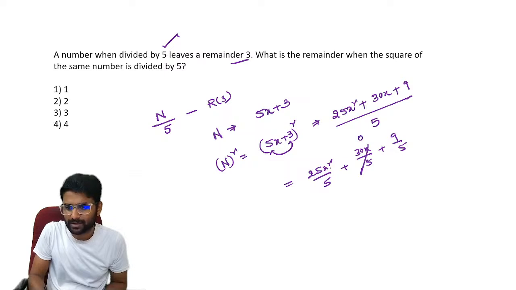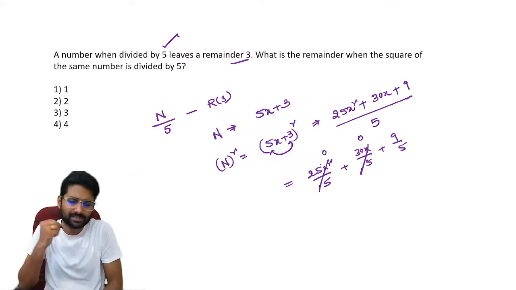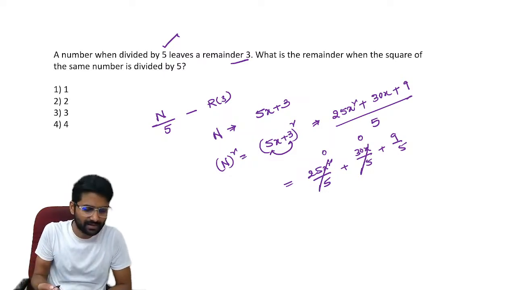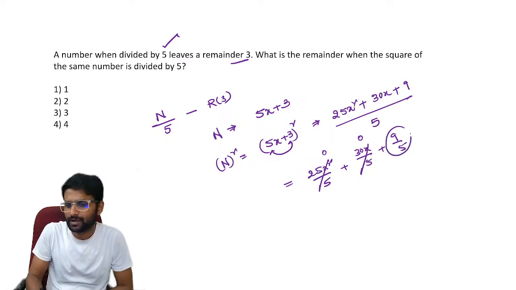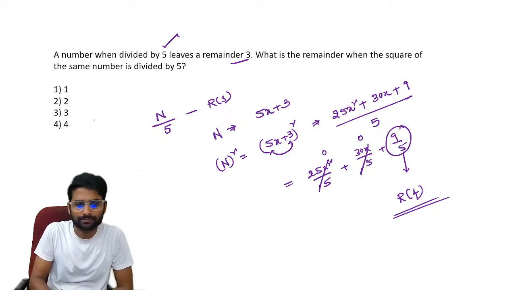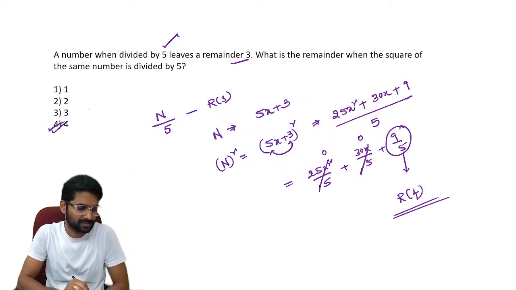So there is no remainder here, and there is no remainder here. Why? Because 25 is exactly divided by 5, remainder is 0. 30 is divided by 5, remainder is 0. Finally, you will get the remainder here. If 9 is divided by 5, the remainder is 4. If the remainder is 4, that's the correct answer.